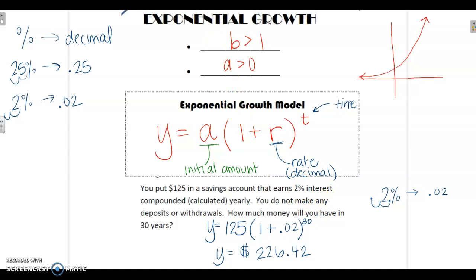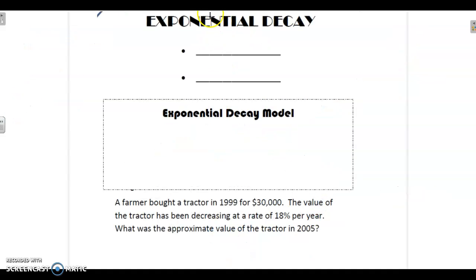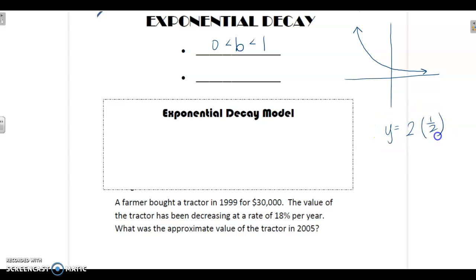But not everything grows in the real world. Sometimes we have decay. So that's a situation where when you go from left to right on your graph, it's going down. So this is exponential decay. Well, this happens when our b value is in between 0 and 1. Okay, so if you have a fraction, so something like y equals 2 times 1/2 to the x power, this 1/2 is what makes the graph go down from left to right. So that's decay. Again, your a value is going to be positive.